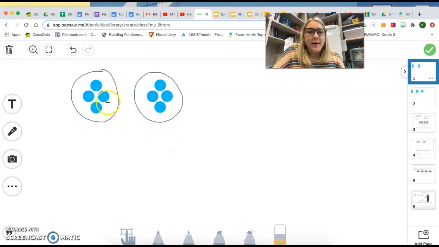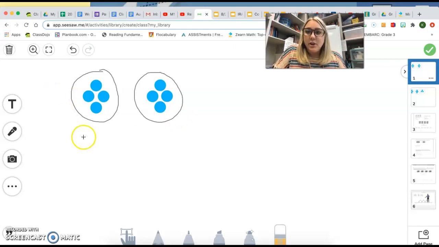We have two groups, right? Two groups. Let's make sure they're equal. Now we have to make sure that they're equal by making sure that they have the same number in them, and that the circles are the same size and shape. We don't have one huge circle and then little circles. They're pretty much the same size and shape, and the same number in each group to make sure that they're equal. That's very important. Equal groups. They have to be the same.